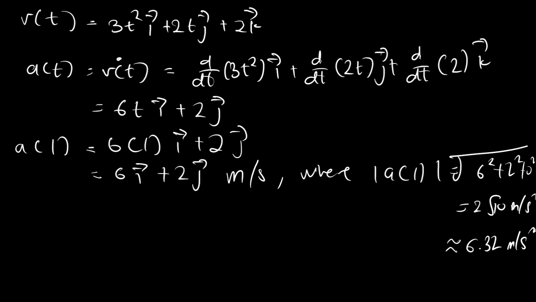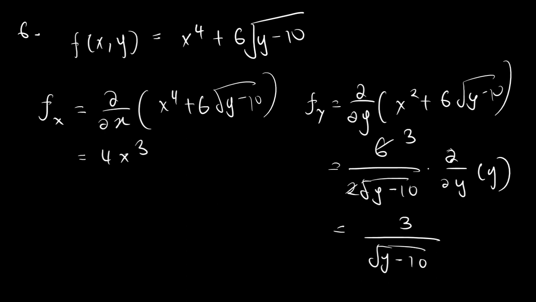And then the acceleration is the derivative of the velocity. We get 6t plus 2. Then substitute t as 1, we get 6i plus 2j. And then find the magnitude, we get 6.32 meters per second squared.